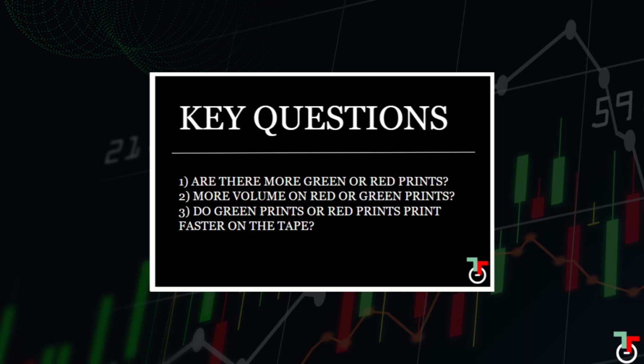Cue the key questions I ask myself before I enter a trade. Are there more green prints than red prints? Are there more red prints than green prints? Is there more volume on the green prints, or is there more volume on the red prints? What occurs faster, green prints or red prints?